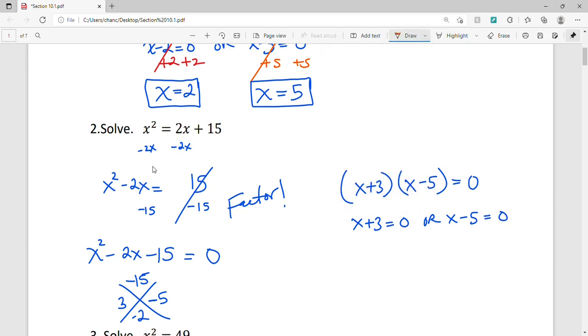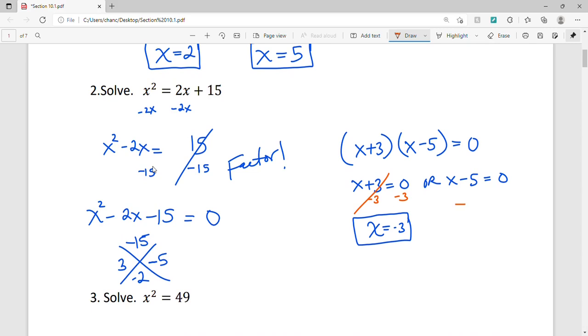For the first equation, we'll subtract 3 to both sides to solve for x. That gives us x equals negative 3. For the second equation, we will do something similar. Let's add 5 to both sides. As a result, we have x equals 5. We have two answers to this question, negative 3 and 5.